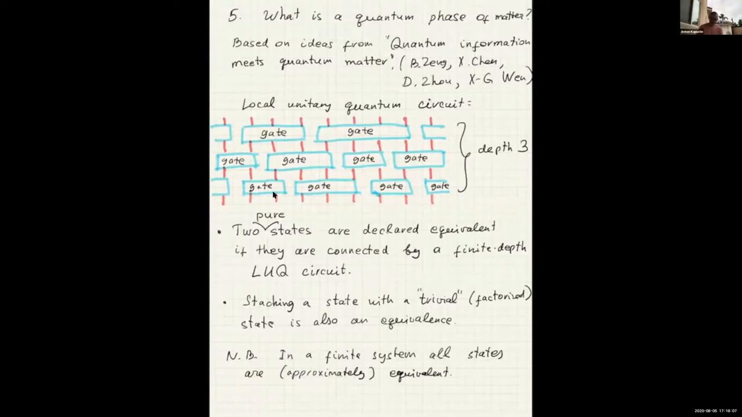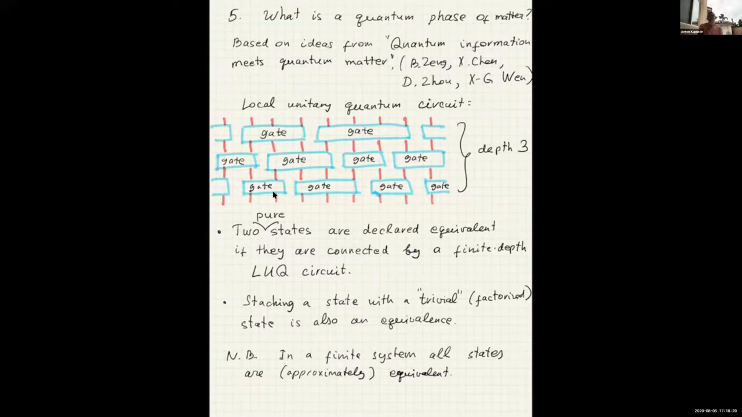And what is each gate? Well, each gate is simply a unitary transformation. That's why it's called a local unitary quantum circuit. So you apply such a local unitary quantum circuit to a state and say, whatever you get is equivalent to the original state. It's in the same phase.